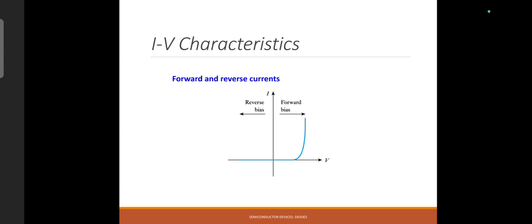This slide shows the IV characteristics curve. The graph clearly shows the practical behavior of a diode under different potential conditions. Notice that current remains almost zero until the forward voltage reaches the cut-in voltage. In reverse bias, only a tiny leakage current flows until breakdown occurs.